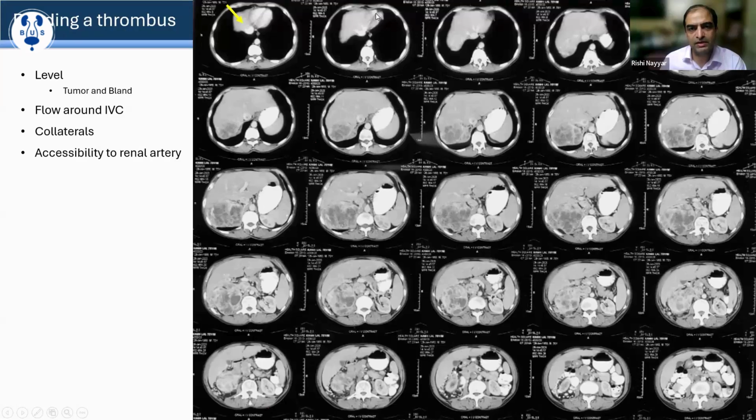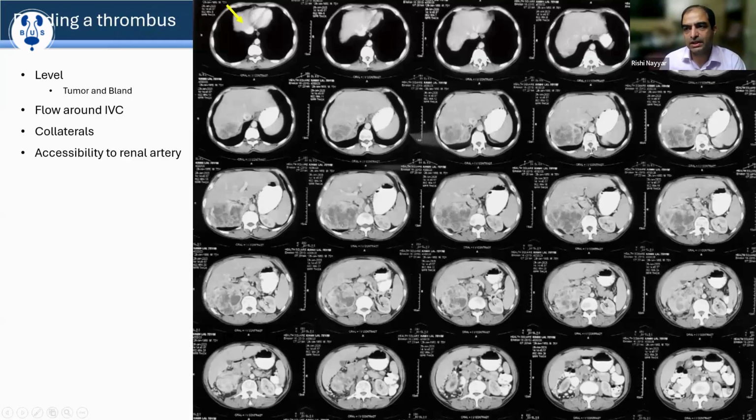So these hepatic veins are draining here. This level is important, where the hepatic veins are draining into the IVC. At this particular point, there is complete flow in the IVC that you can see. So this part of IVC is normal, and therefore we know that it is a retrohepatic, not a suprahepatic thrombus, and we keep following this.